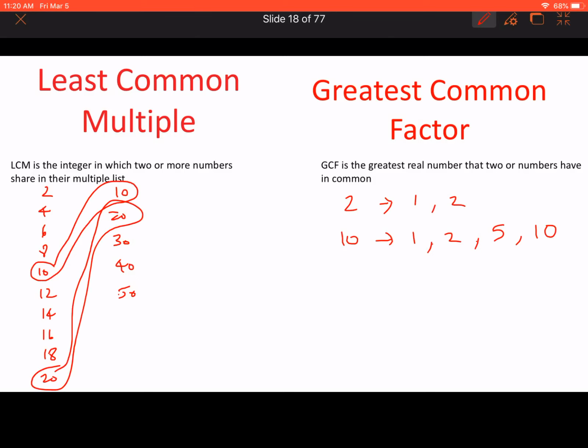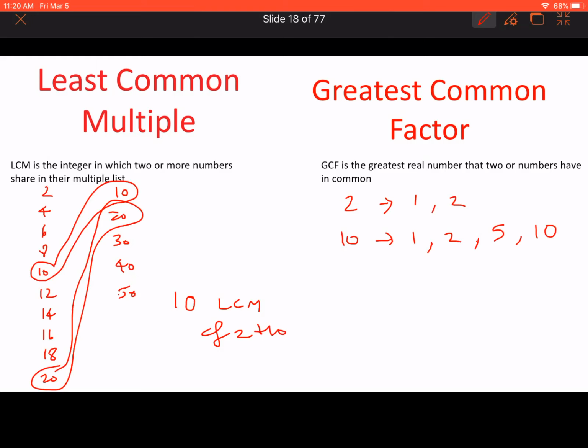Of these common multiples, 10 is the least one, and so 10 is the LCM of 2 and 10. Okay. GCF is the greatest real number that two or more numbers have in common.